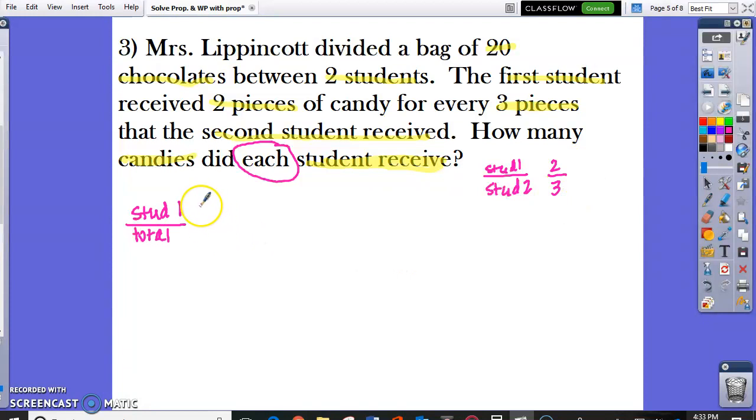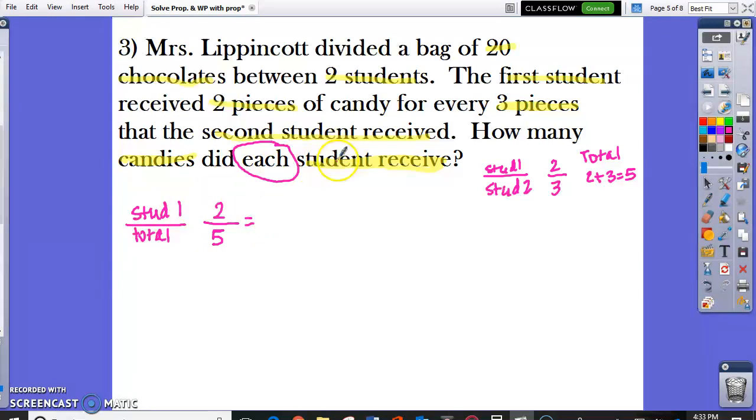Okay, so if I take student 1, well, student 1 is 2 pieces of candy. Out of how many total? So I don't know. Well, if I add, the total would be 2 plus 3, which is 5. So out of this ratio is a total of 5 pieces of candy that I gave out. I gave student 1 2 pieces, and student 2 3 pieces. So that would be 2 out of 5 for the original ratio.